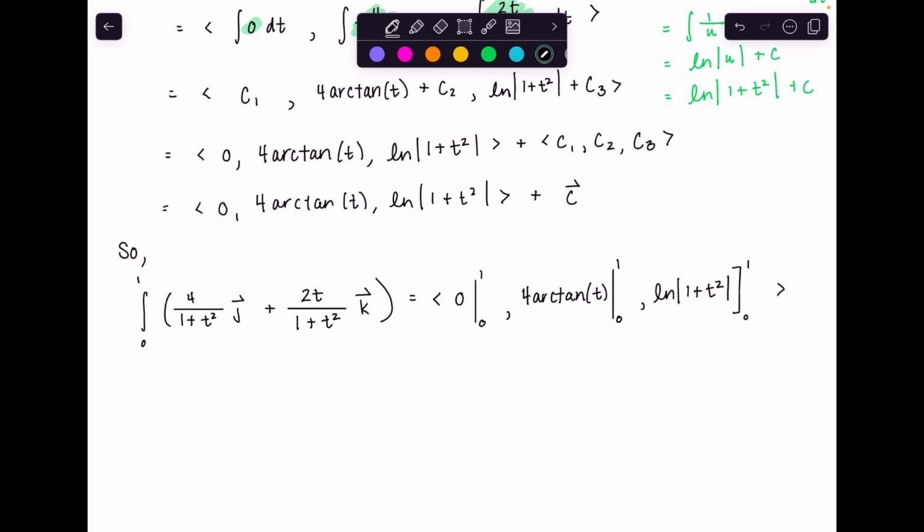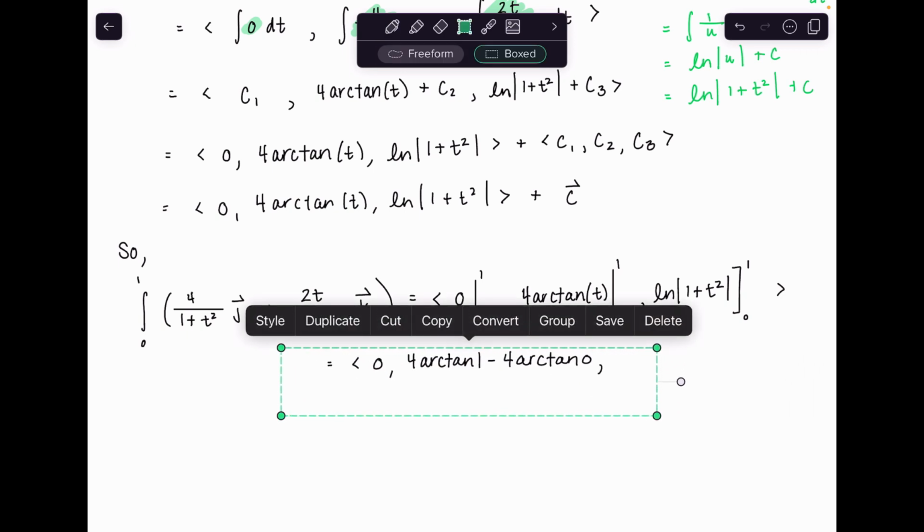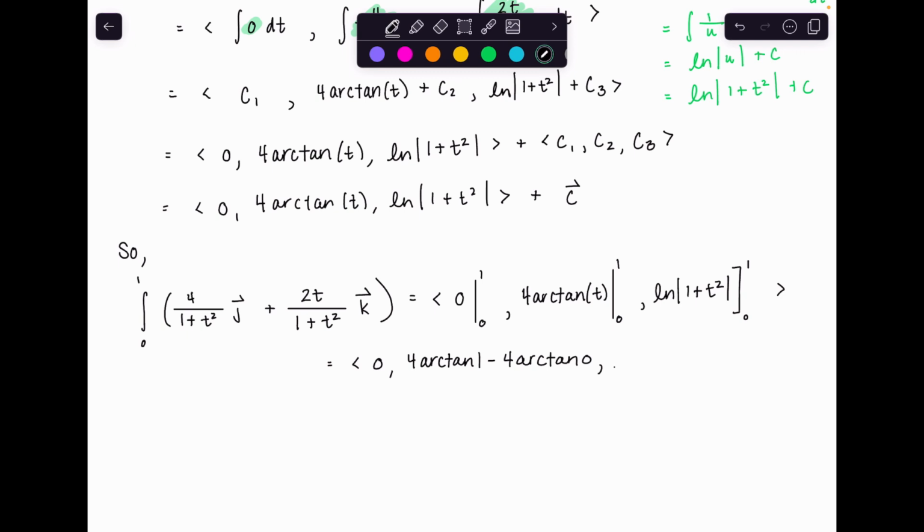I don't like using another big bar right after I put an absolute value. You don't have to worry about the plus c because it was a definite integral. So here you have nothing involving t, so that just becomes 0. Here, this would be 4 arctan of 1 minus 4 arctan of 0. And then I need a little bit more room, so I'm just going to move this over. This gives us natural log of 1 plus 1 minus natural log of 1 plus 0. So the first piece is 0.